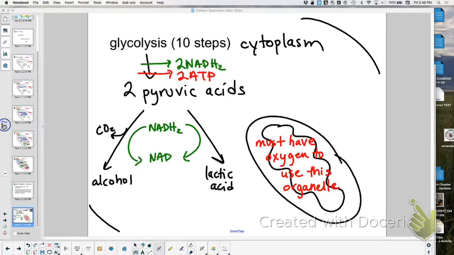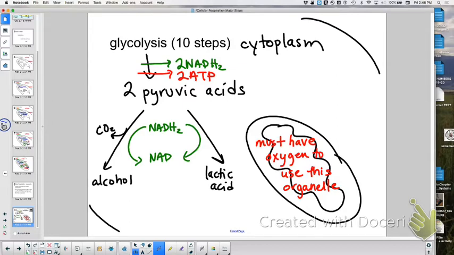So here in fermentation, you still do glycolysis in the cytoplasm. You're still in the cytoplasm. You can't go into the mitochondria because you don't have any oxygen. Take your 2 pyruvic acids. There are 2 choices, but for us, there's only one choice. What's the one choice we can do? Lactic acid. We can form lactic acid. And lactic acid, when it builds up in our muscles, makes our muscles sore.